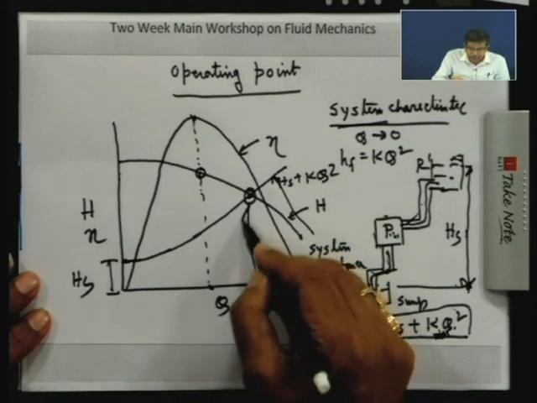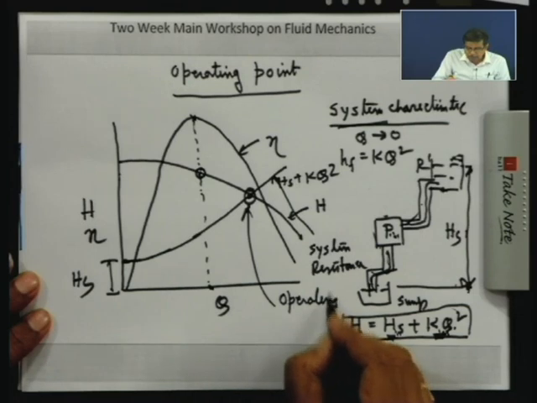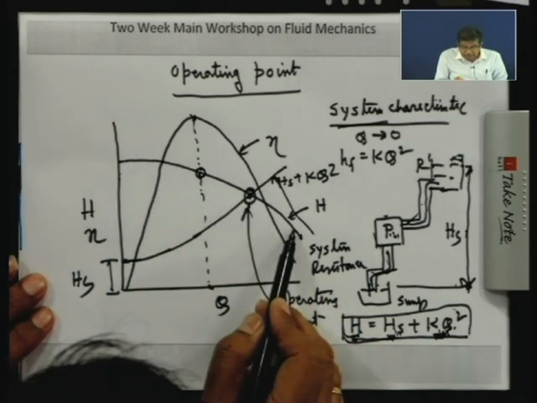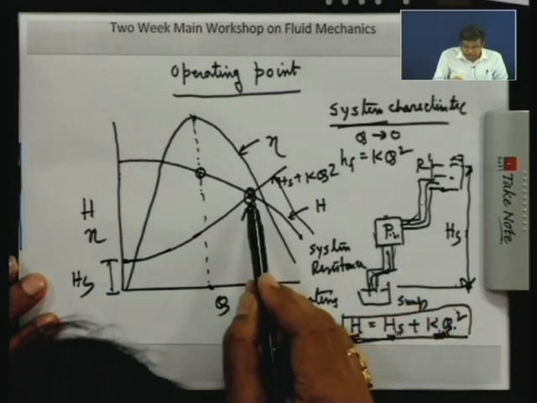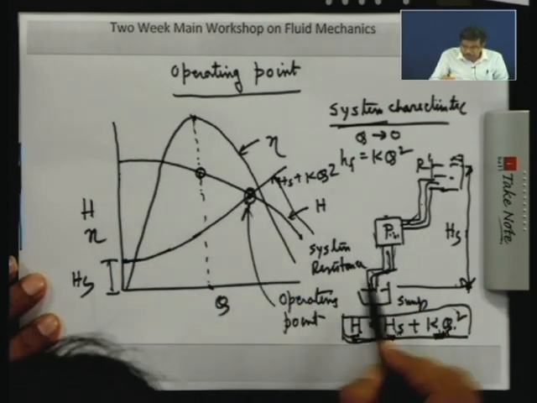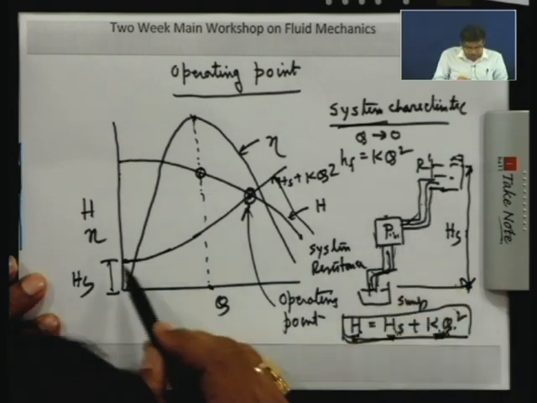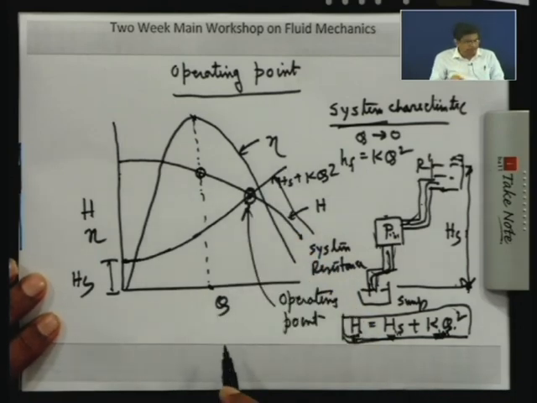This may not be the maximum efficiency point. So, the operating point depends upon the intersection of the system resistance and the pump, because when it is in operation, the head and flow must satisfy the HQ characteristics of the pump, and also the friction law characteristics of the pipe, which is the pipe or system characteristics. This is the operating point.